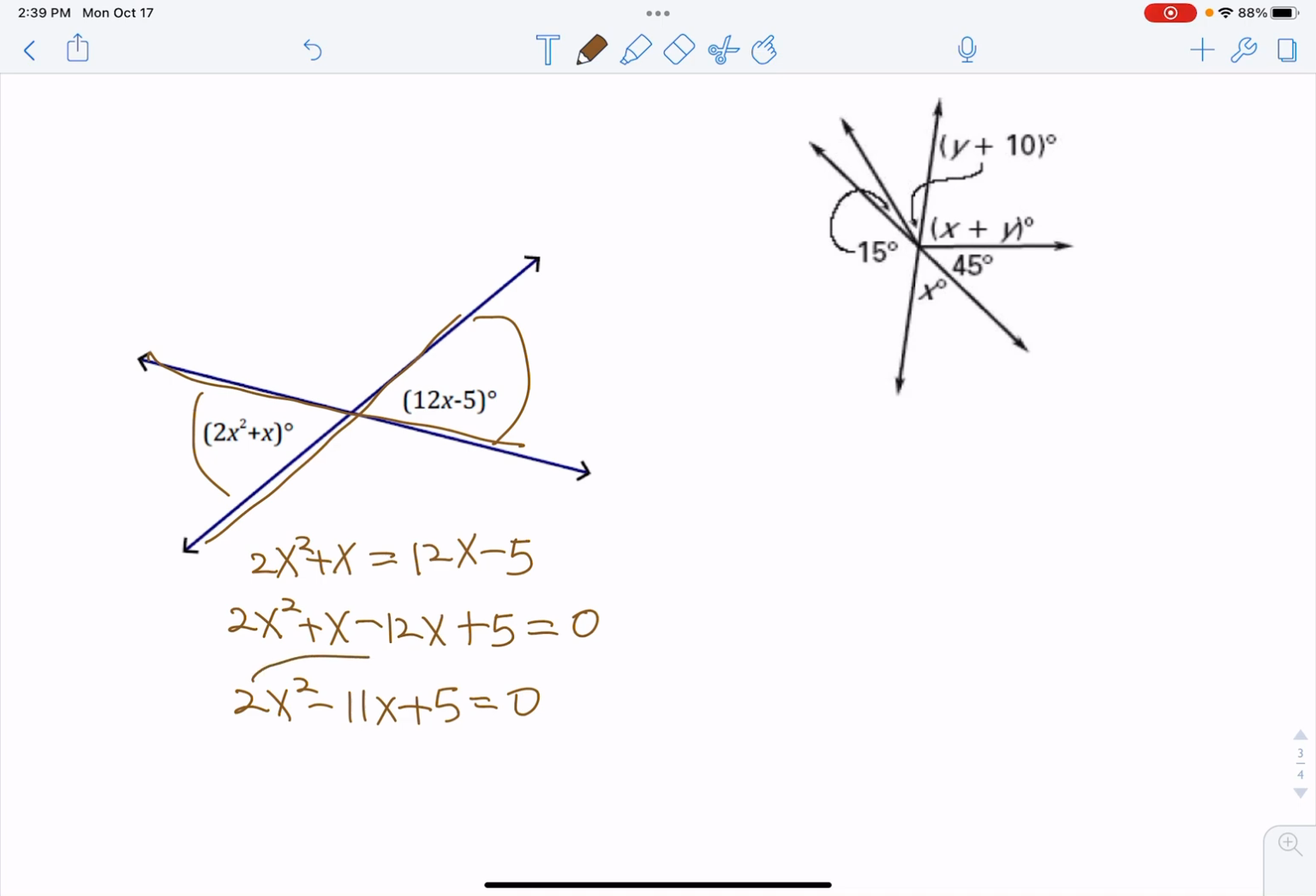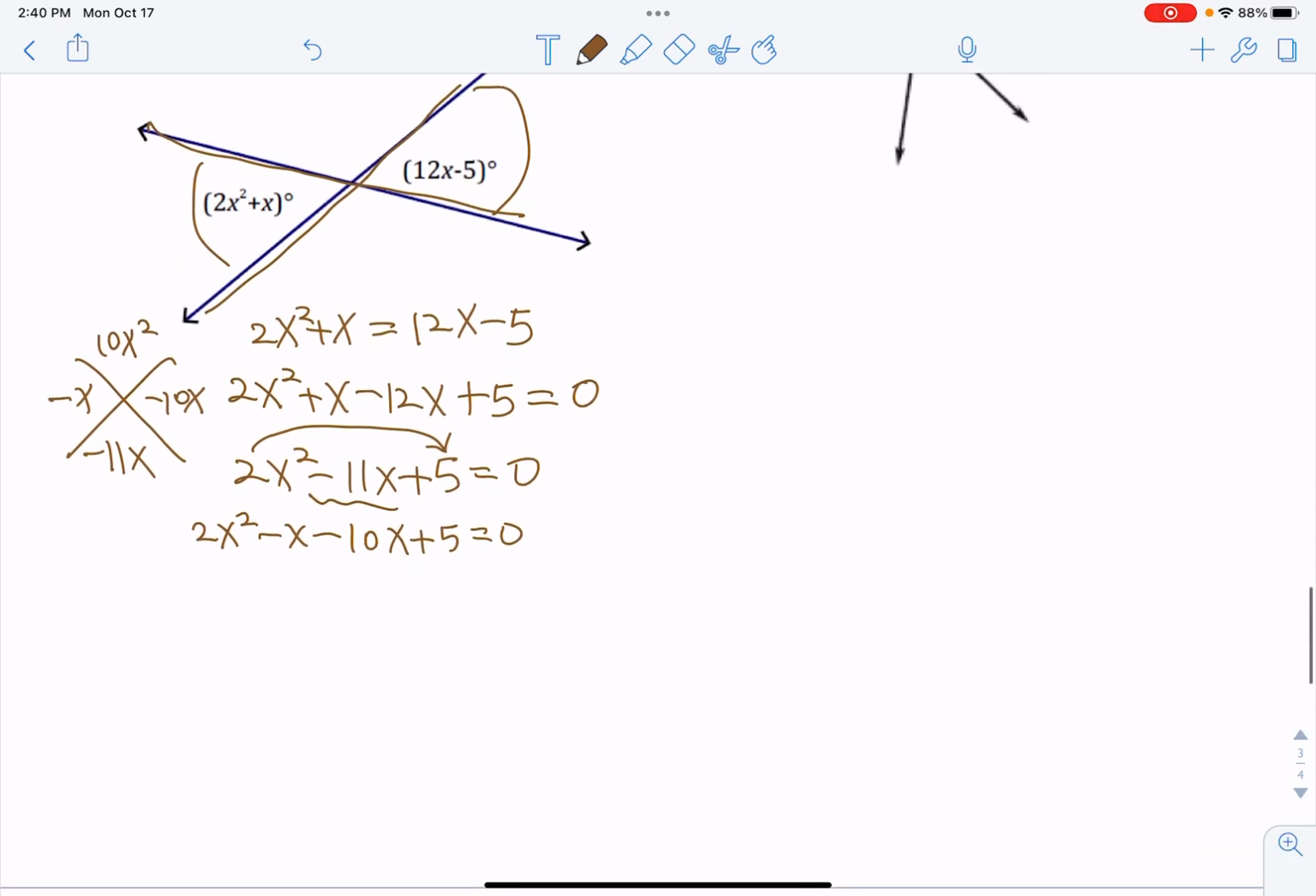So the first term and the third term multiplied together will give you 10x squared. So multiply to be 10x squared, add together to be negative 11x. Find the two factors of 10x squared. I found negative x and negative 10x. When you multiply together, it will be positive 10x squared. When you add together, it will be negative 11x. So you rewrite 2x squared, and instead of negative 11x, you write negative x minus 10x plus 5 equal to 0. And then group it.